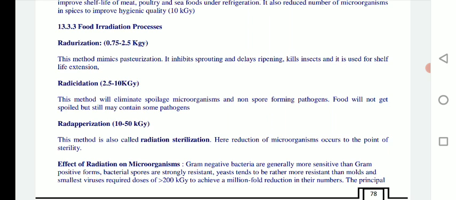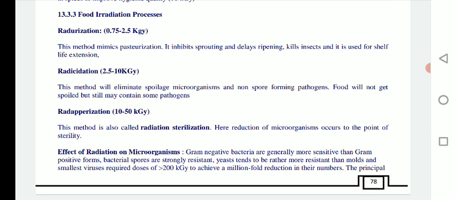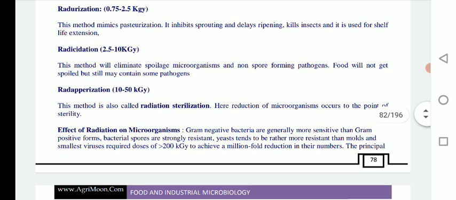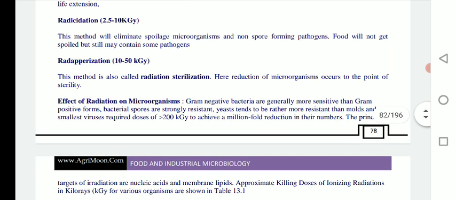So it kills insects and it is used for shelf life extension. Then radicidation. This method will eliminate spoilage-causing microorganisms and non-spore forming pathogens, and food will not get spoiled, but it still may contain some pathogen.